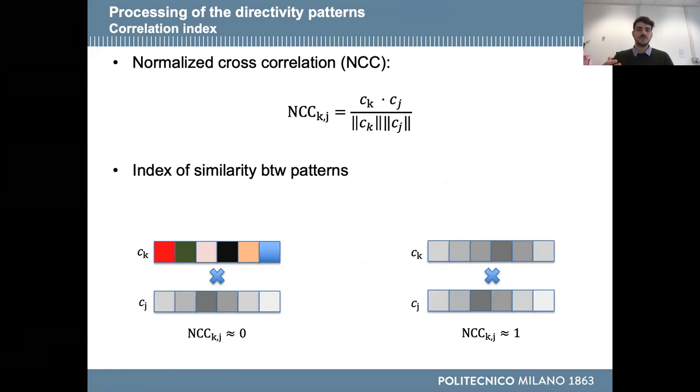So now we want to introduce a set of tools that we can adopt in order to analyze and characterize the directivity patterns that we have measured. The first tool that we introduce is the normalized cross correlation of the spherical harmonics coefficients. With this metric, we can measure the overall similarity between the directivity patterns. Indeed, when two sequences are uncorrelated, the NCC will be close to zero, while when two sequences almost match, we will obtain an NCC that goes to one. So with this metric, we can compare the directivity pattern of two instruments.